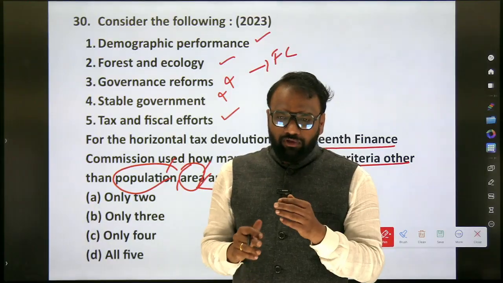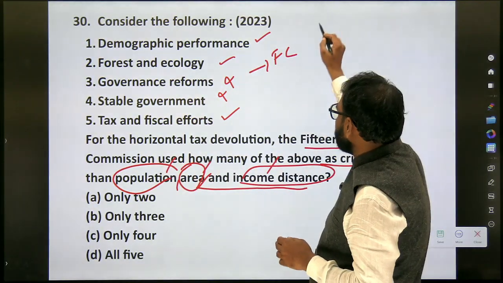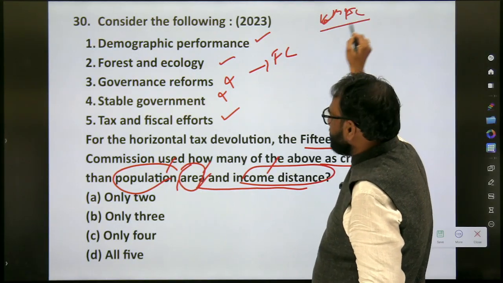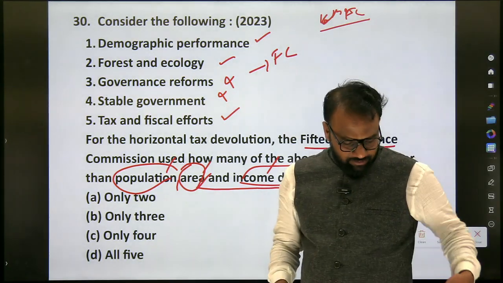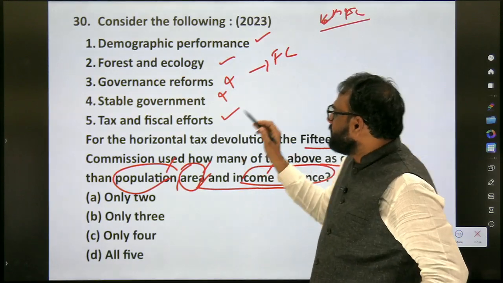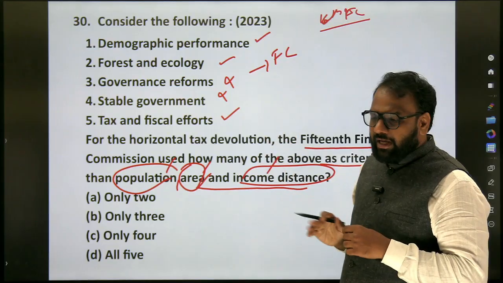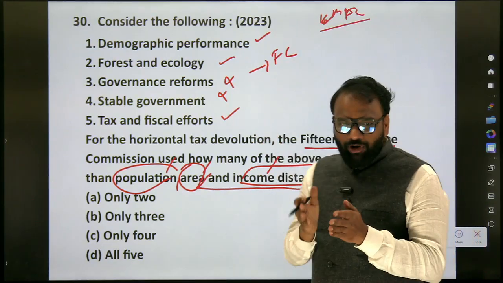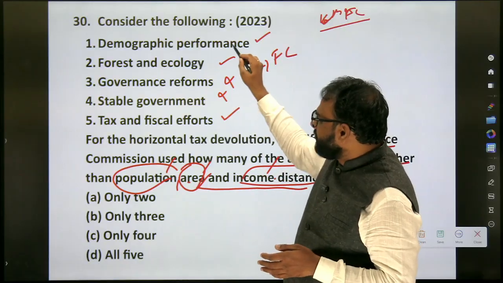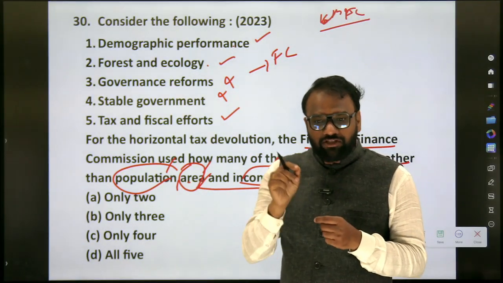So, what we will do? Whether in the open domain, if these parameters exist, simultaneously here you will write about 16th Finance Commission. Here itself in the question paper which I have shared with you, you just write these things. So, 16th Finance Commission, what are the parameters? Okay, we will write those parameters. Apart from that, already whatever you have prepared, the parameters: population, area, income, distance, demographic performance, forest and ecology, tax and fiscal efforts. Which one has the highest weight?